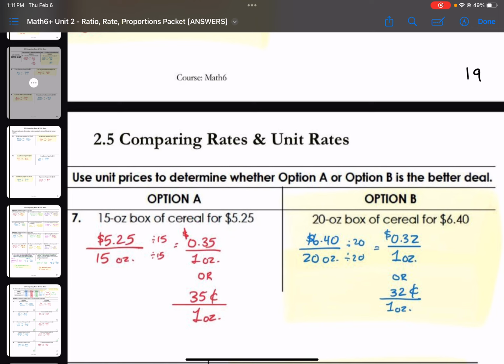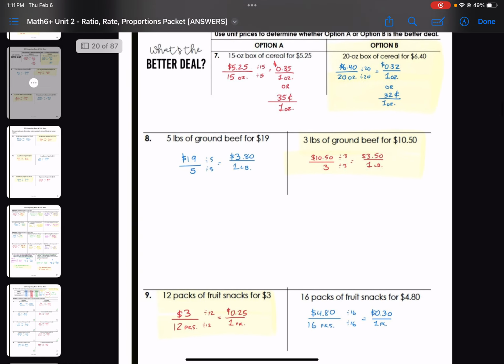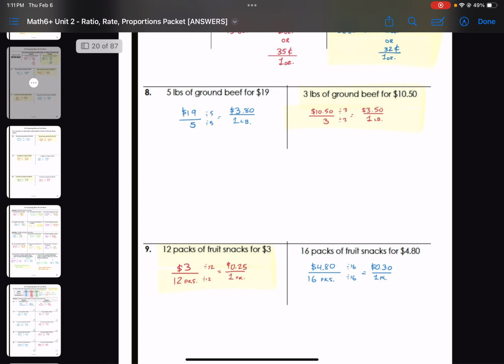You can go ahead and finish this page and see if you get the answers right. So go ahead and pause it. Now check your answers. Here's number 8 and number 9.